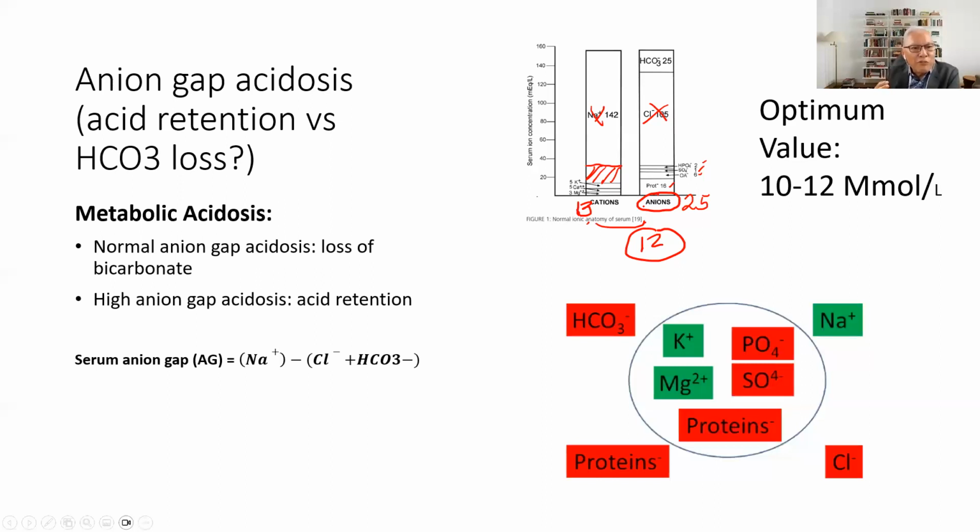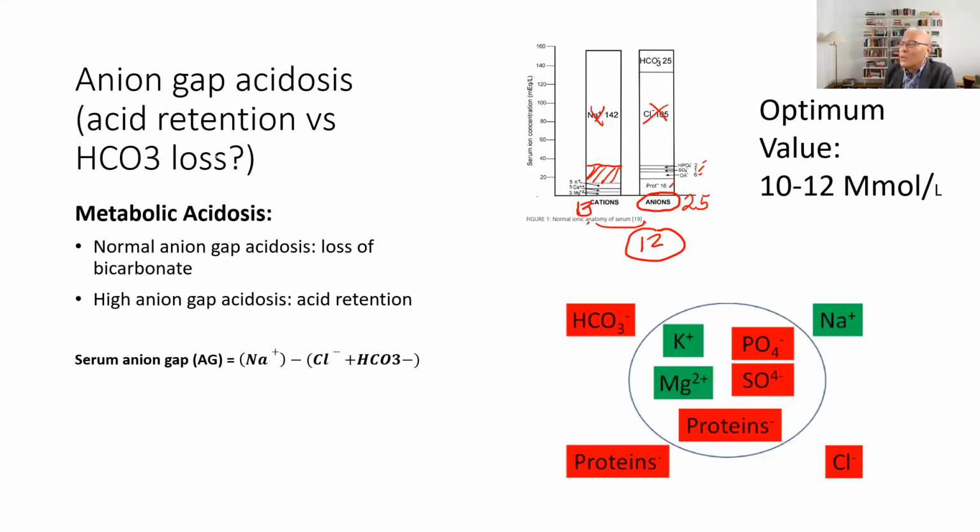Am I clear so far? This is what's known as the anion gap. So what is the normal anion gap? The normal anion gap is up to 12 milliosmoles per liter. Okay. So what does that mean? It still doesn't mean anything to you, right?